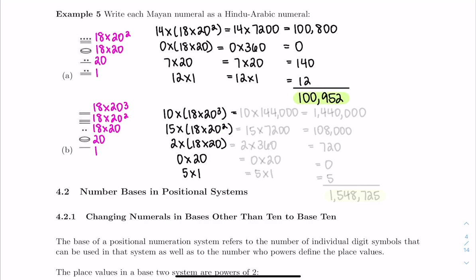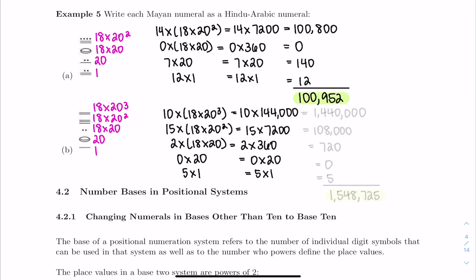So let's go ahead and do some simplification. We've got 10 times 18 times 20 cubed. That's 144,000. 15 times 18 times 20 squared. Well, 18 times 20 squared is 7,200. 2 times 18 times 20. Well, 18 times 20 is 360. We've got 0 times 20 and 5 times 1 left over.